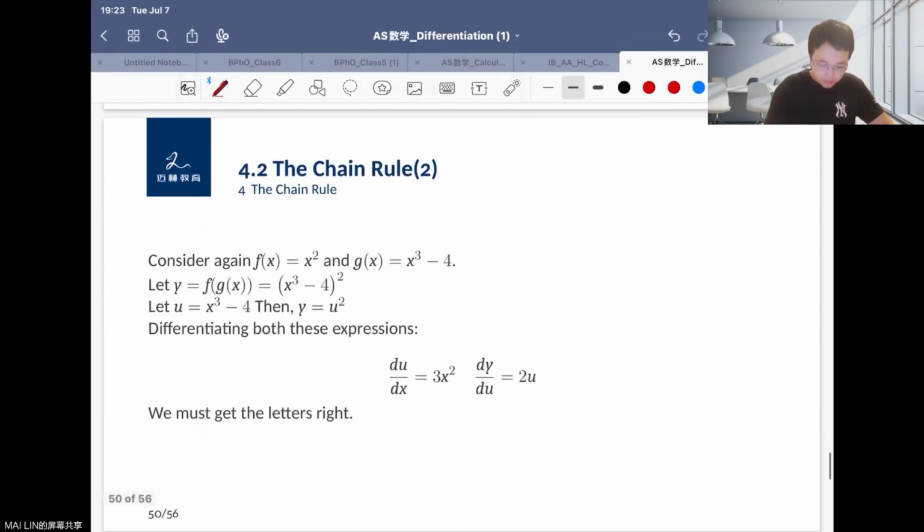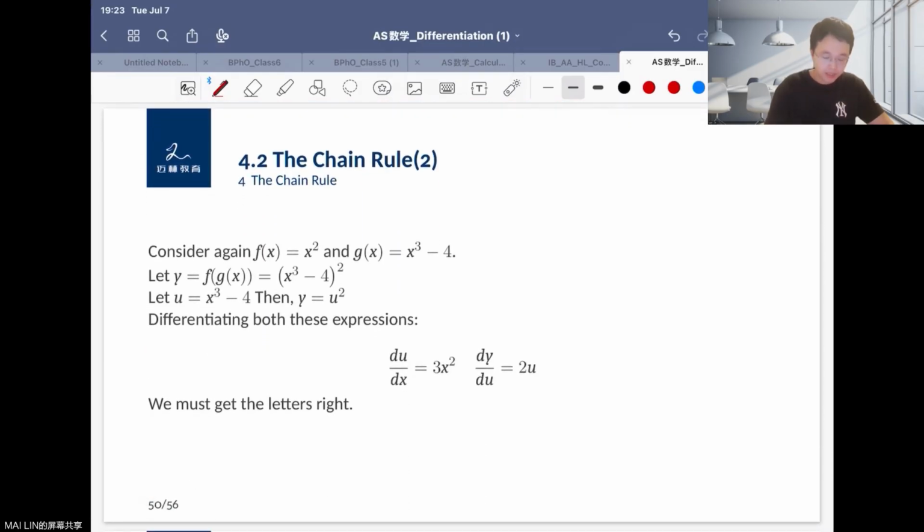Now you can consider the chain rule this way, where f(x) equals x squared and g(x) equals x cubed minus 4. So the composite function is (x cubed minus 4) squared. Here you can substitute u equals x cubed minus 4. We want to calculate the differentiation, that is dy over dx.